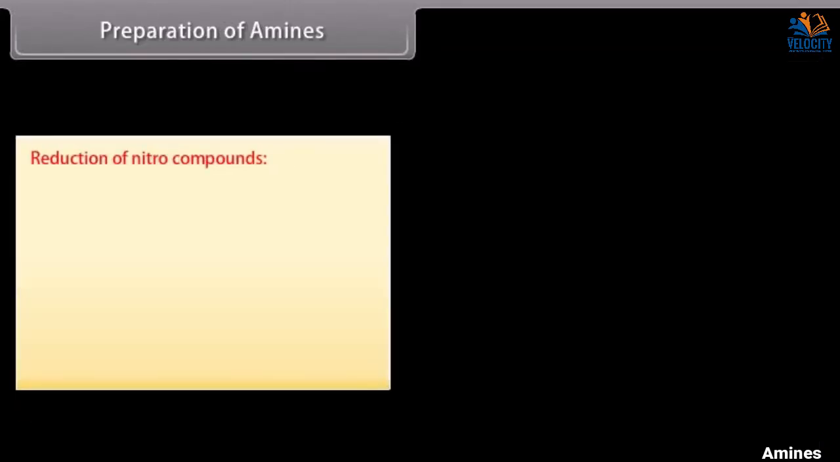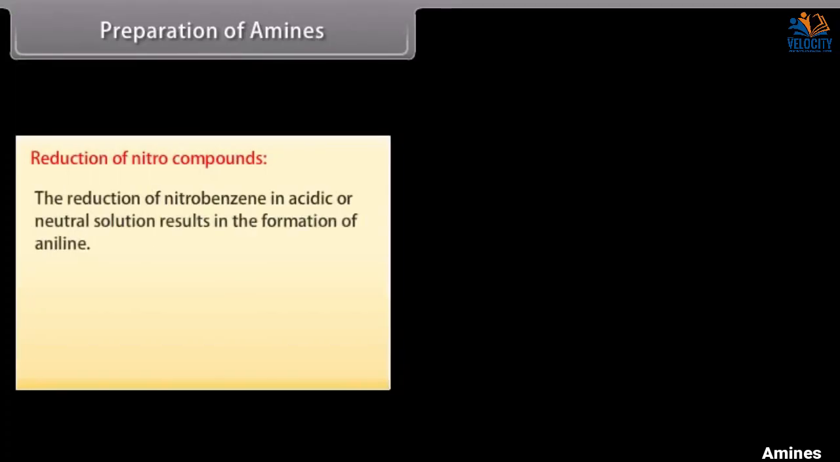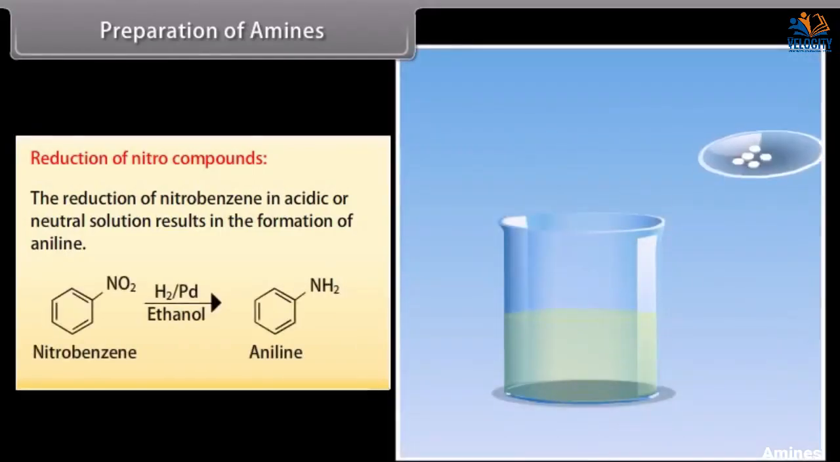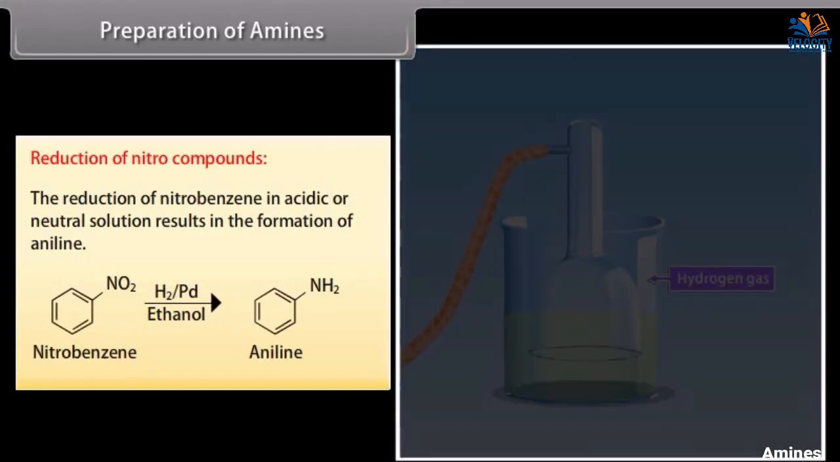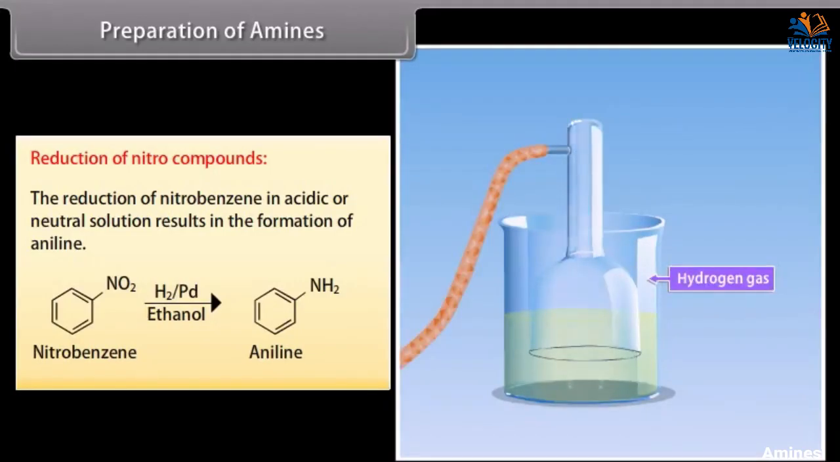Preparation of amines. Reduction of nitro compounds. The reduction of nitrobenzene in acidic or neutral solution results in the formation of aniline. Nitrobenzene is reduced to aniline by passing hydrogen gas in the presence of finely divided palladium.